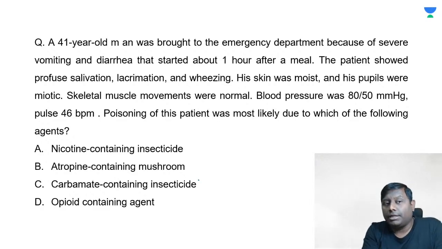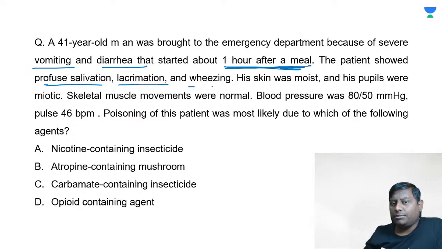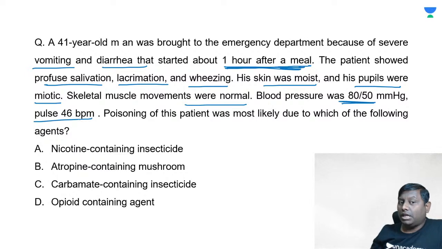A similar question was asked by the examiner in another examination. This is actually an MLE pattern question. A 41-year-old man was brought to the emergency department because of severe nausea, vomiting and diarrhea, started 1 hour after a meal. The patient has excessive salivation, lacrimation, wheezing. Skin was moist. Pupils were myotic. Skeletal muscle movements were normal. Blood pressure 80/50. Pulse 46. See where it is going?